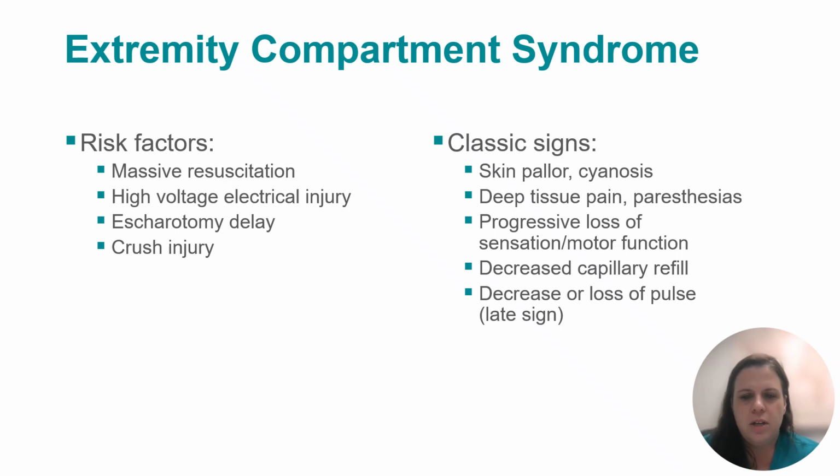How do you know it's time to do an escharotomy or a fasciotomy? Well, you're going to be continually evaluating that arm. You're going to be looking at the skin pallor, cyanosis, the deep tissue. Is there paresthesia? Do they have sensation? Are they still able to move their arms? Is there a decreased capillary refill? And then the very late sign is the loss of pulse.